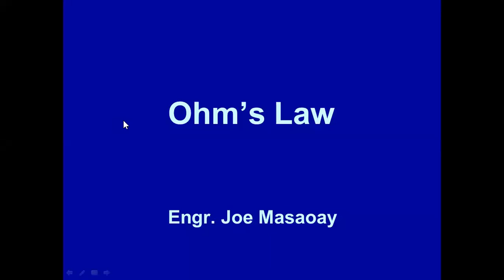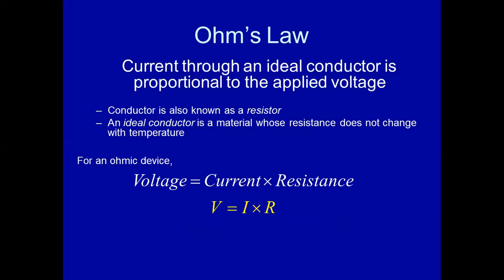In this video, you're going to learn about Ohm's law. Ohm's law states that the current through an ideal conductor is proportional to the applied voltage, where an ideal conductor is also known as a resistor. An ideal conductor is a material whose resistance does not change with temperature. For an ohmic device, remember this: voltage is equal to current times resistance.